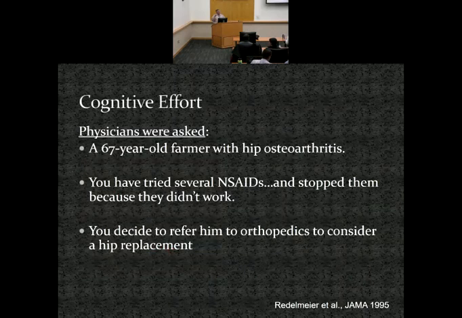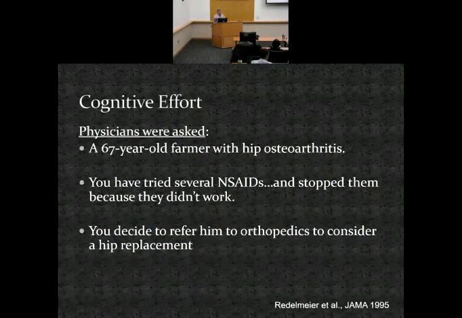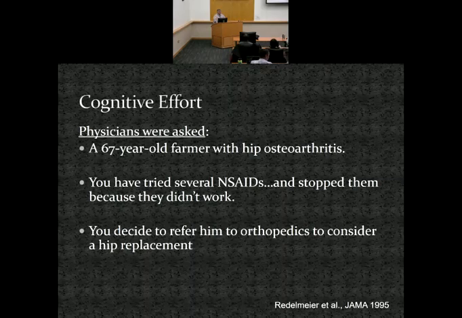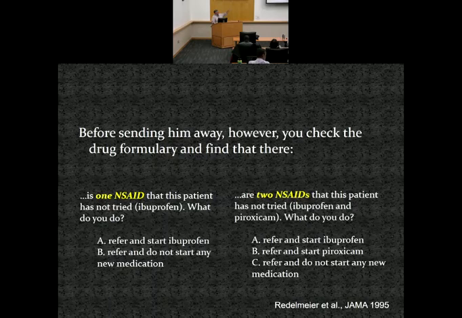So this is one of those things, that more options makes decisions more difficult. So here's that same concept applied to physicians. This was a survey of primary care physicians, and they gave them the scenario: you have a 67-year-old with arthritis. You've tried several NSAIDs, and you stopped them because they didn't work. So you decided to refer them to orthopedics to consider a hip replacement. And then half the people got the scenario on the left, and half got the scenario on the right. Before sending them, however, you check the drug formulary and find that there is one NSAID the patient hasn't tried, or there are 2 NSAIDs the patient hasn't tried.